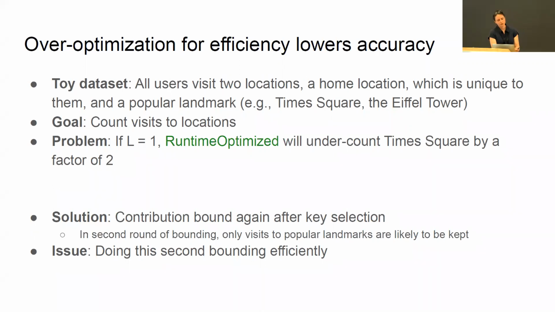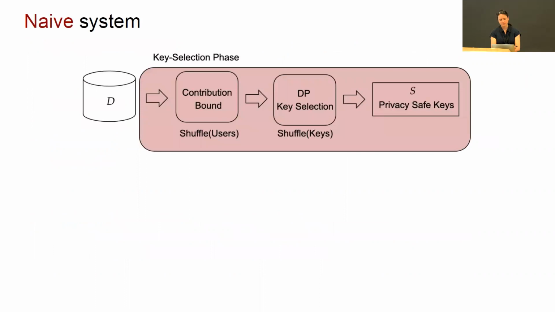So this is a pretty contrived example, but we see the same effect whenever the frequency of keys in the data follows some kind of long tail distribution. So if each user contributes to some keys that are relatively common and then some that are relatively rare. So let's talk about a naive way of doing the second round of contribution bounding, and then we'll show how to make it more efficient.